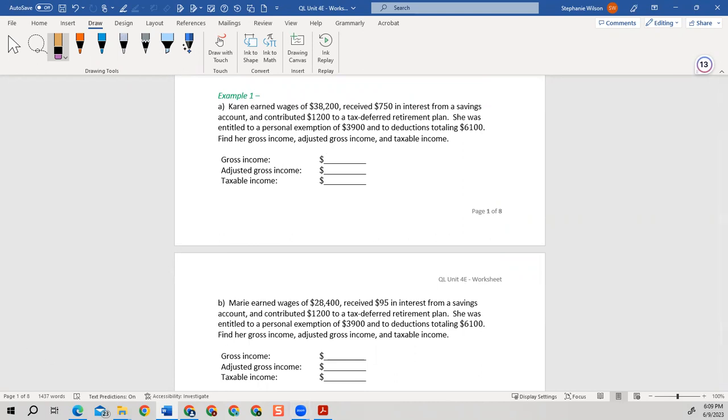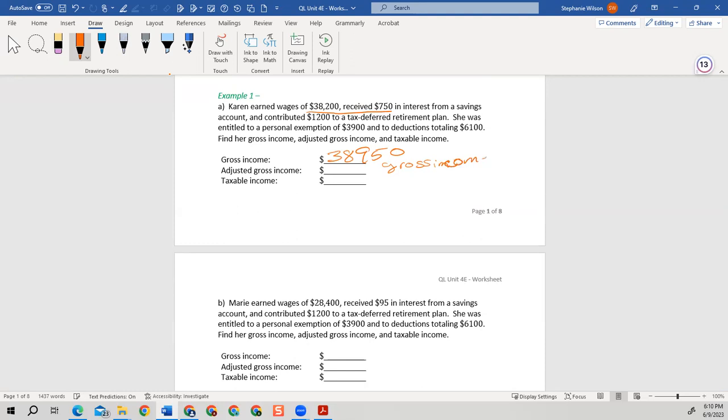Okay, so when we talk about her gross income, we're going to talk about her total income, total amount she received. So in this case here, her total amount is the $38,200 plus the $750, and that gives us a total of $38,950.